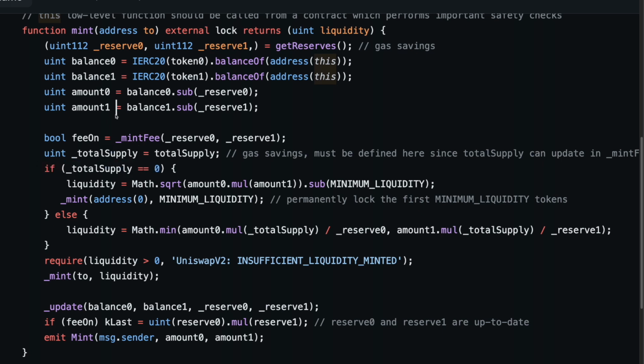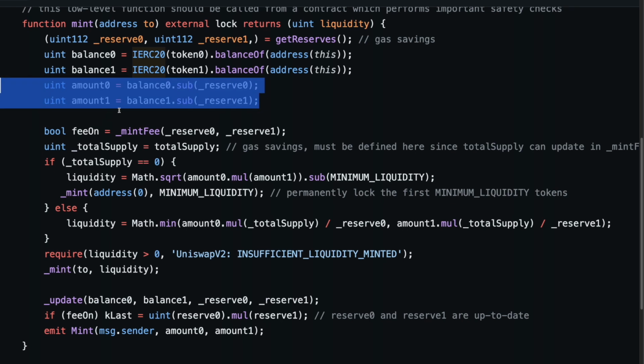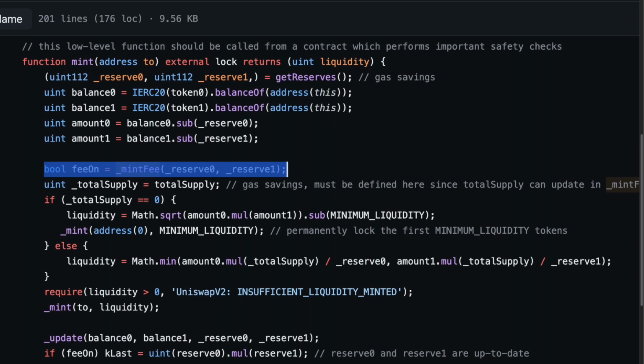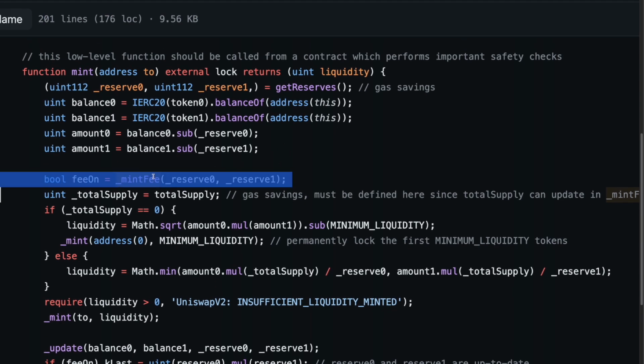Let's suppose that. What it's going to do is get the reserves of the tokens first. So it's going to tell me how many tokens we have recorded on the contract until now. And then it's going to check for the balances. After that, it's going to take the balances, which are the real-time token balances, and subtract the recorded token balances to get the amounts. Once the amounts are recorded in the function, it's going to mint the fee. I'm going to skip this section because this is minting fee, which sometimes is on and sometimes is off. So let's just skip this line.